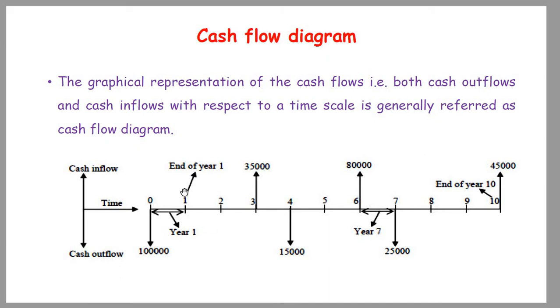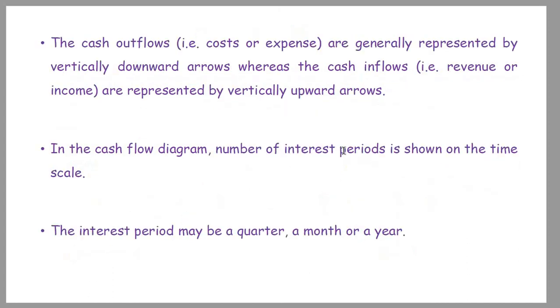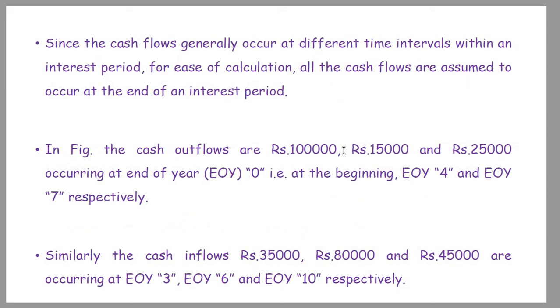In any transaction, cash flows occurring within intermediate times are generally indicated at the end of the year itself, for ease of calculation. They are considered at the end of that year or a particular interest time. This is how the cash flow diagram is considered here. So again, this is all the same thing that I have explained.